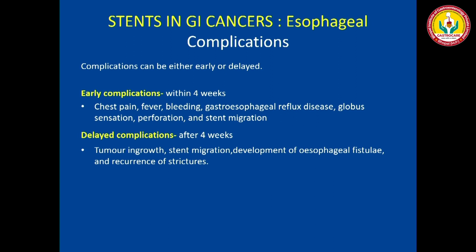All procedures have their own complications. Similarly, stents have their own complications. There are early complications within 4 weeks or delayed complications after 4 weeks. Early complications are chest pain, fever, bleeding, reflux, and globus sensation. Some patients can have perforation and stent migration. Late complications are tumor ingrowth, stent migration, development of esophageal fistula, especially at the upper and lower end of the stent, and recurrence of stricture, which is always a feared complication.